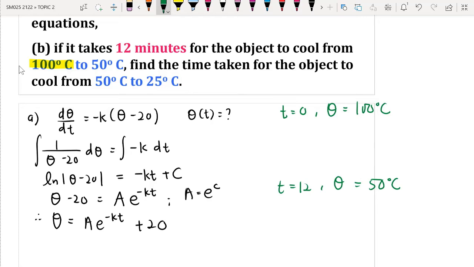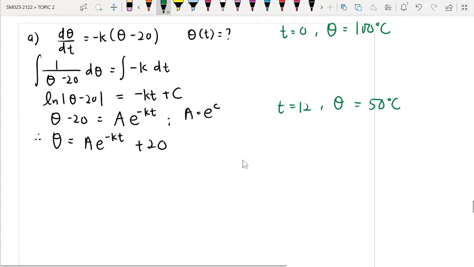So, find the time taken for the object to cool down from 50 to 25 degrees Celsius. It means after that, we have to find the t when our theta is 25 degrees Celsius.